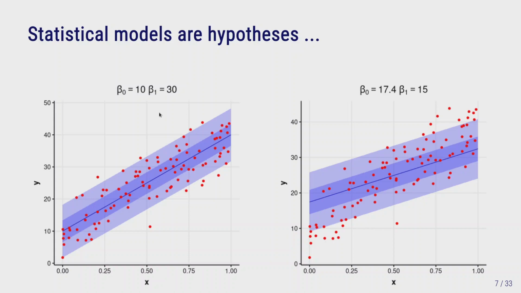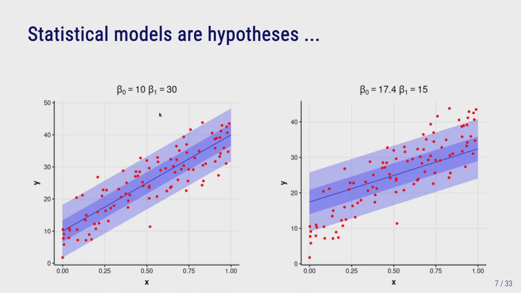This model is a hypothesis that says, okay, your data has been generated by a normal distribution with these characteristics, with these parameters. So if we think of this as a hypothesis, we can think of many other hypotheses, right? So I'm changing the model and building another alternative hypothesis here. And the only difference between these two hypotheses or models is the intercept here. Sorry, it's the slope. So here the slope is 30, and here the value of beta 1, which is the parameter that represents the slope, is half of this.